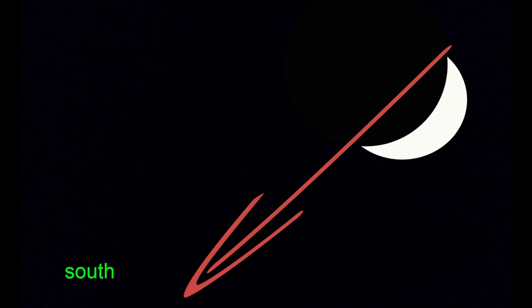Another way of navigating by the moon is draw a line between the 2 horns of the moon and then draw a line beyond that until you hit the horizon, and that is south. Now, this method is not always accurate, and it's only to be taken as a rough guide in a survival situation in the wilderness.